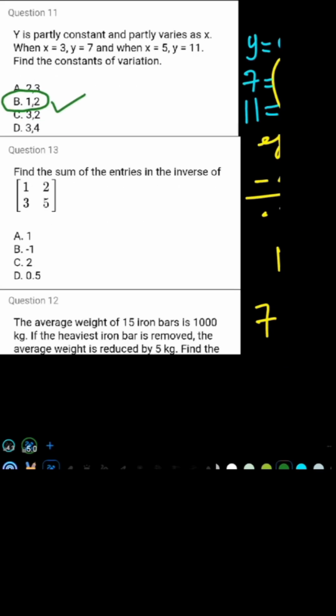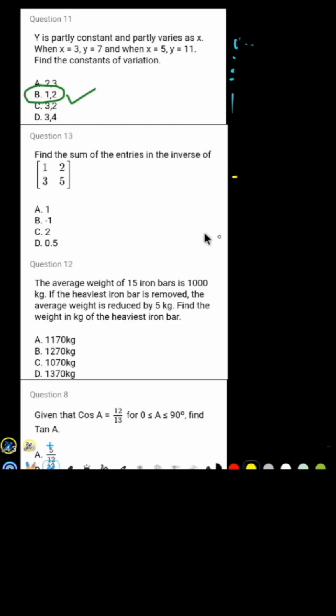Okay, so let's check the second one. So the next one says find the sum of the entries in the inverse of, then they give you this matrix. So you need to find the inverse of that matrix first. So let's write the matrix out. So that'll be 1, 2, 3, 5. So the first step in finding the inverse of the matrix is to find the determinant.